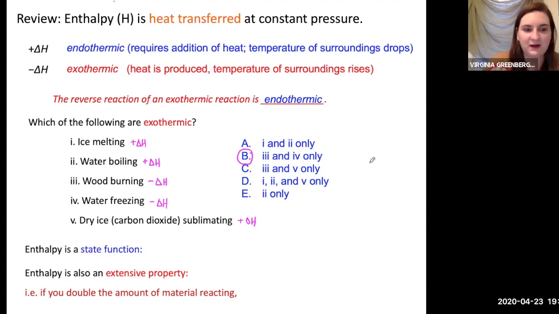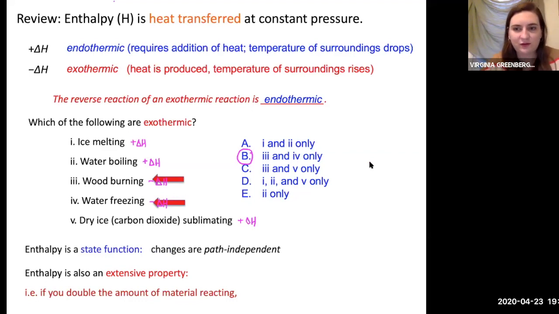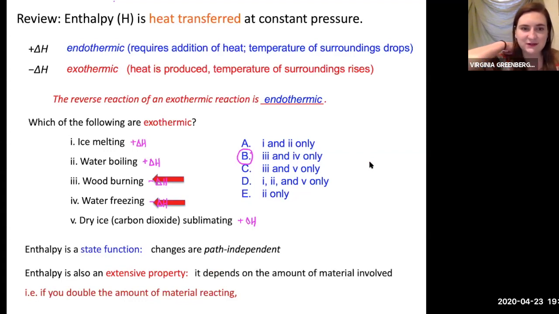So when we talk about enthalpy, we oftentimes refer to it as a state function. And that means that it doesn't matter what steps we take to get from point A to point B. It only matters what our final and our initial states are. So we say it's path independent. And we also say it's an extensive property. What that means is it depends on how much of our stuff we have.